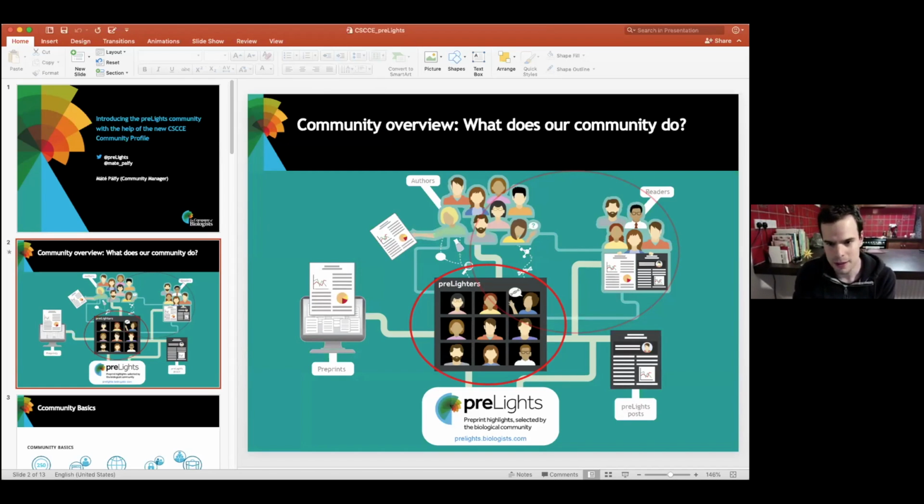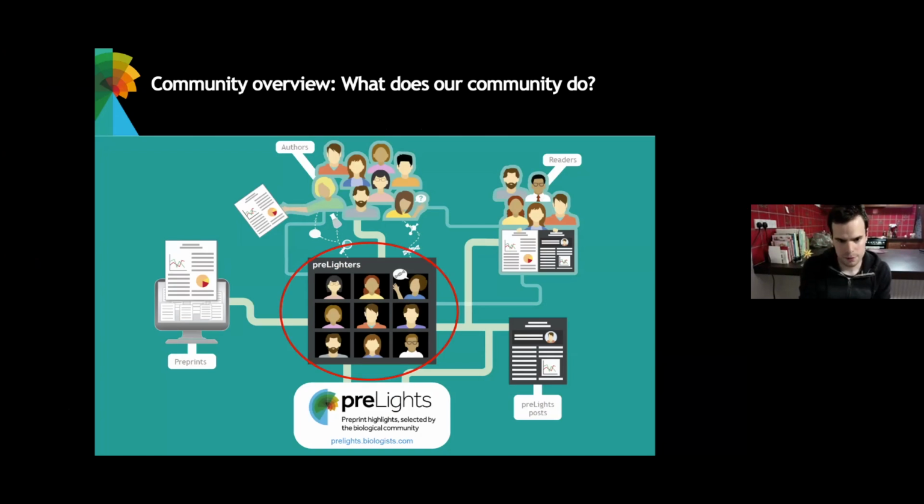So just an overview of what preLights is and what our community does. The aim of the community is to highlight preprints. A core of our community members are called the prelighters. They are the early career researchers who select these preprints of interest. But you can also think of the other part of the community: people who receive our newsletter, for example, or who just read the content that they create on the website.